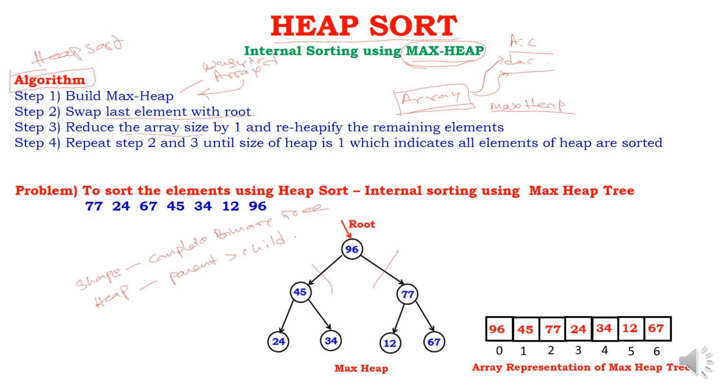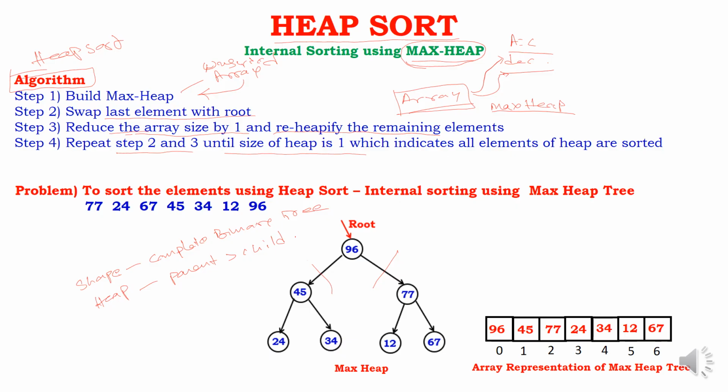Then reduce the array size by 1. One element is fixed in its proper position, so we have to perform the procedure with the remaining n minus 1 elements. So reduce the array size by 1 and reheapify the remaining elements to make it a max heap again. Then repeat step 2 and step 3 until the size of the heap is 1. If the size of the heap is 1, it is already sorted. Every time we reduce the size by 1, so at some point the heap size becomes 1. Whenever it becomes 1, you stop the procedure.